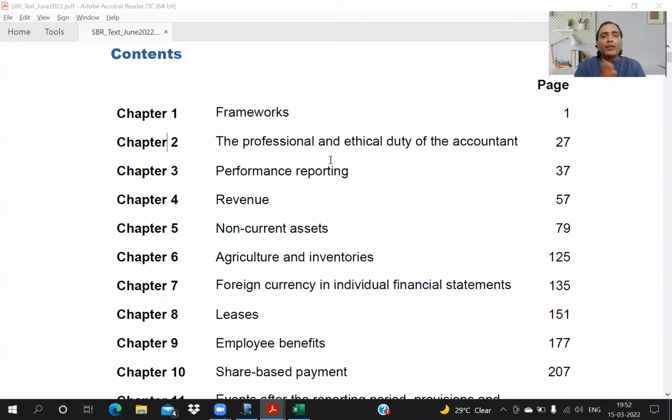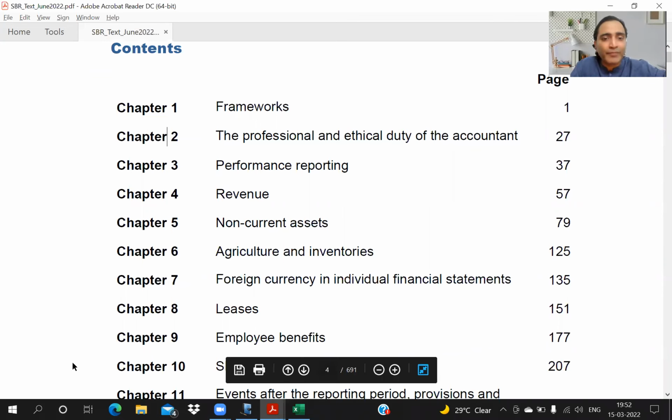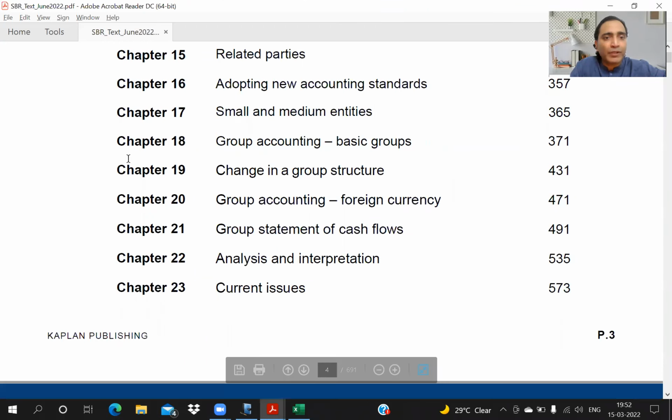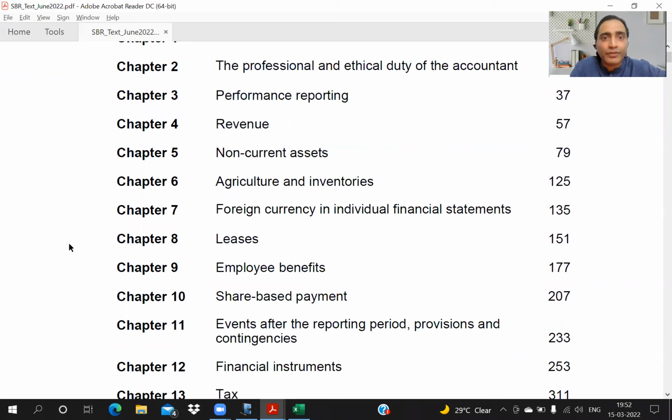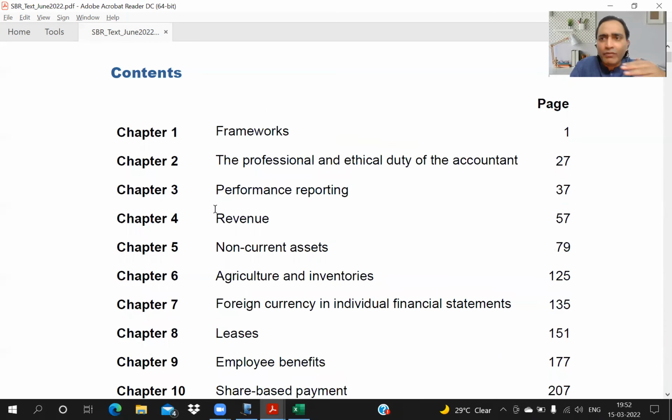Yes. Okay. So I'm going to start with the framework, then the performance reporting, and then we are going to build up on some accounting standards. I'm not going to take you directly to the group financial statements. Group financial statements are chapter numbers 18, 19, 20, 21. These four topics are very, very important, probably the most important in your syllabus, but we are not going to start with that. We need to have a good understanding of some other accounting standards first. And towards the end, once we are done with 70-80% of the syllabus, we are going to go to chapter number 2, which is mostly theoretical in nature.